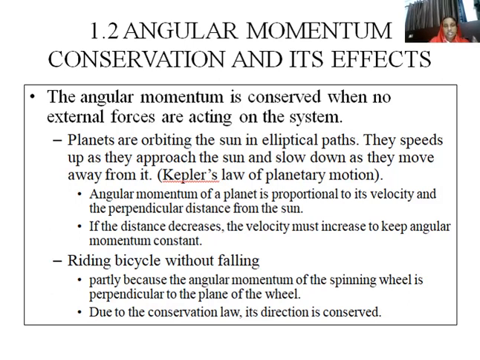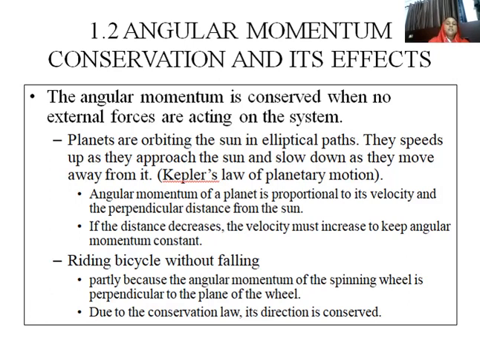We already learned that angular momentum is given by mvr. R is the distance of the planet from the sun. So, if the planet is nearest to the sun, then what happens? This r is small. So, in order to conserve the angular momentum, its velocity should increase. If the planet approaches the sun, its velocity increases, and if it moves away from the sun, its velocity decreases. This is for conserving angular momentum.